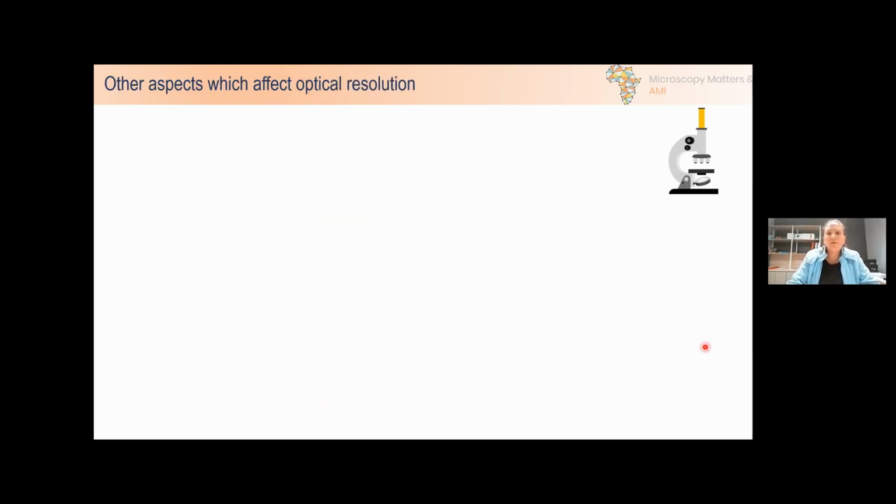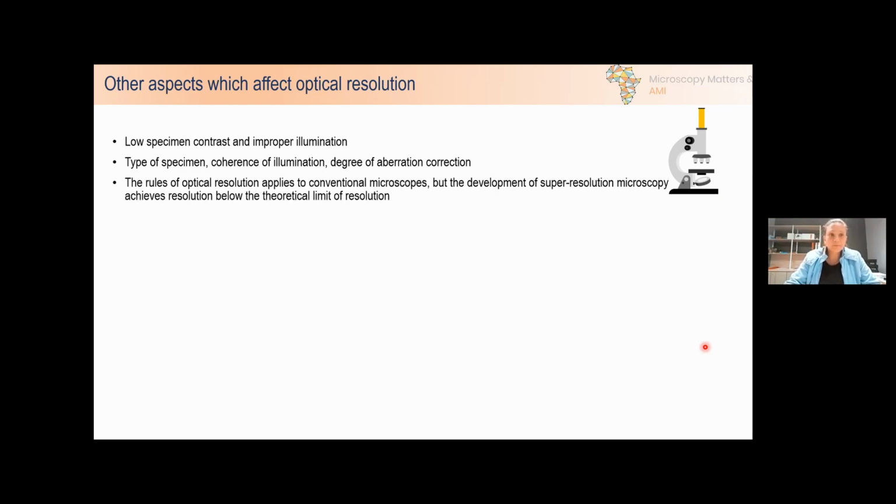Other aspects are also influencing the optical resolution that you can achieve. If you do not have good enough contrast in your specimen, so low specimen contrast, or if there's not proper illumination of the sample, that will have an influence on the resolution. The type of specimen, if there's coherence of the illumination in the system, or whether there's correction of aberrations in the system, that all will influence the resolution achievable. It's important to remember that the rules of optical resolution apply to conventional microscopes, but the development of super resolution microscopy does achieve resolution below the theoretical limit of resolution.